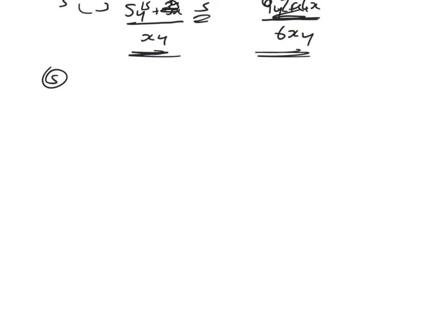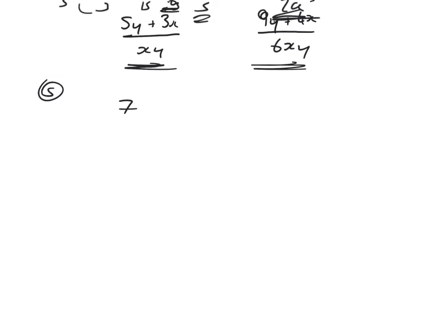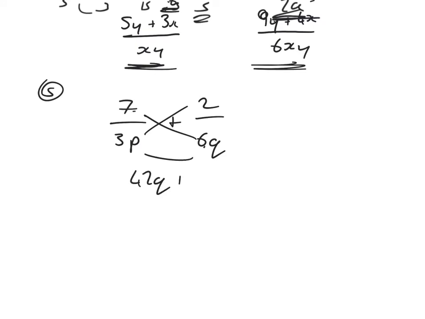Okay, so I've got 7 over 3p plus 2 over 6q. Okay, kiss and smile, 7 times 6q is 42q, plus 2 times 3p is 6p, over 3p times 6q. Well, 3 times 6 is 18, p times q is pq.